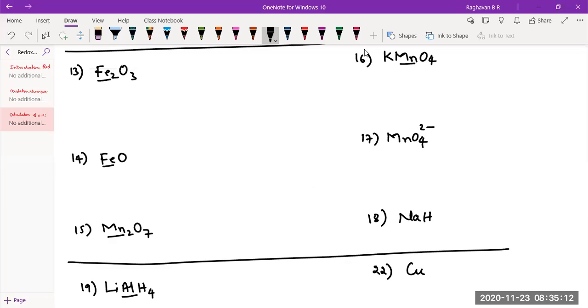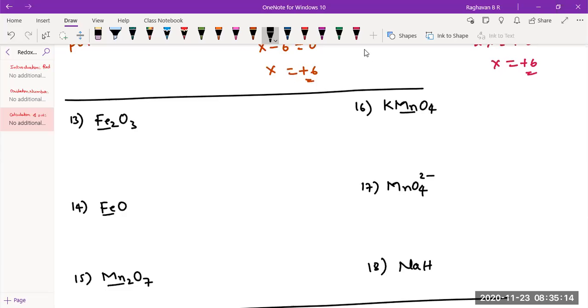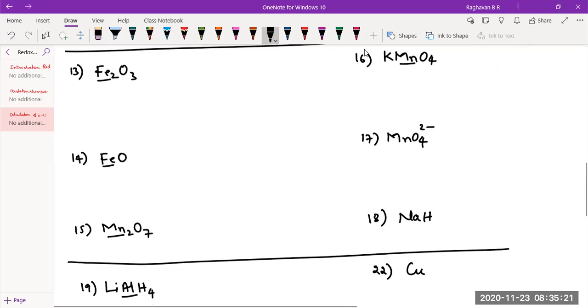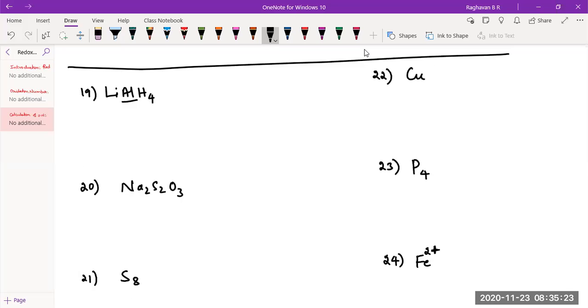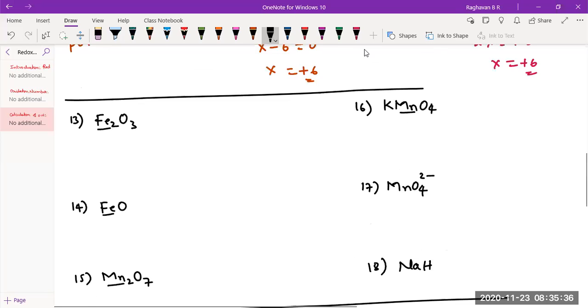Don't keep calculating. Just write down all the compounds that I write. Then you can start working out. Okay. Well, come on, just write down the compounds. Here I am going to underline for Na2S2O3, sulfur. Okay, work out these many now.